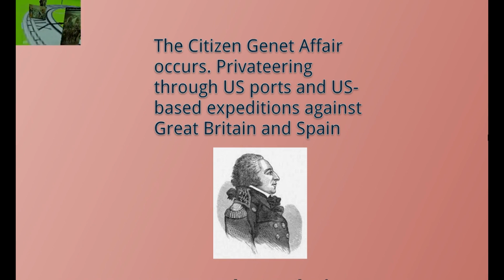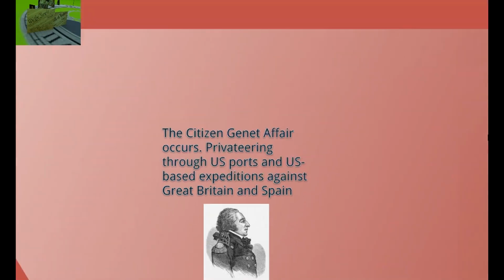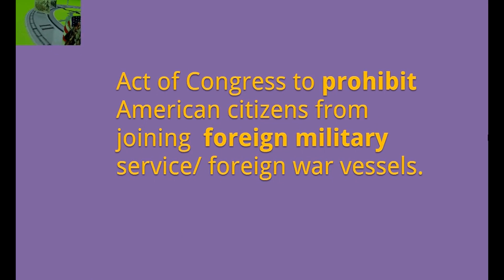So what happens is that Citizen Genet, before meeting the American government, starts using some American citizens, privateers, and some American ports in order to launch expeditions against Britain and Spain. There are some American citizens, privateers, who are involved in this because they have some sympathy towards Genet and towards the French Republic. And this is why in the future, in the year 1794, there is an act of Congress prohibiting American citizens from joining foreign military service and foreign war vessels.